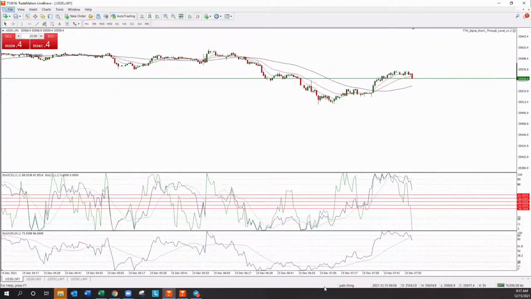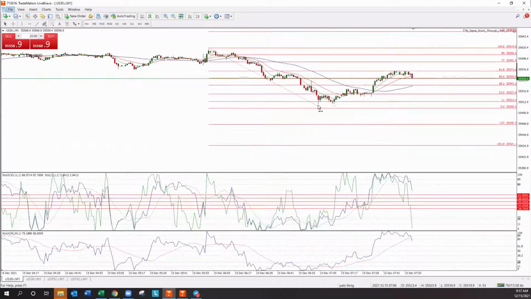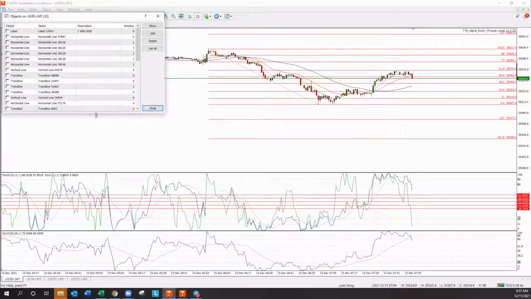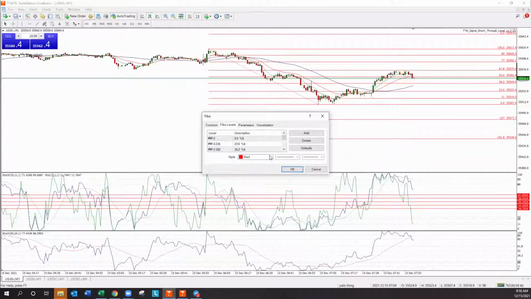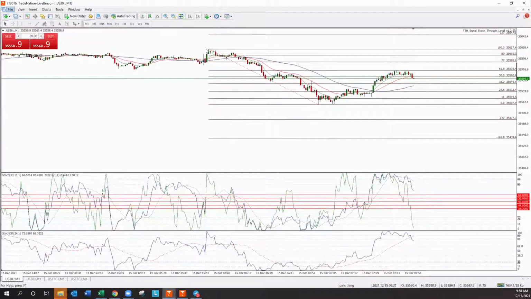1 minute grid. From that high, 6:02 UK time to that low 7:03. Vertical line to the start of the UK session. Okay.